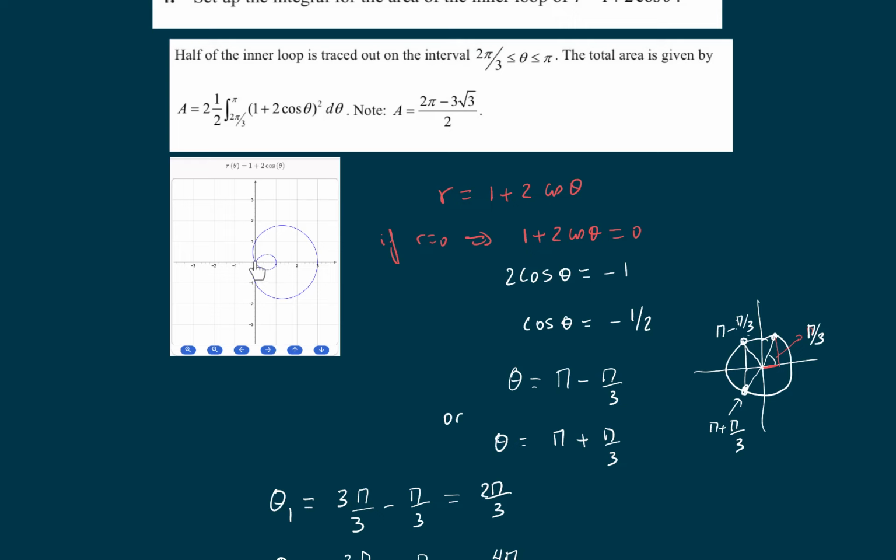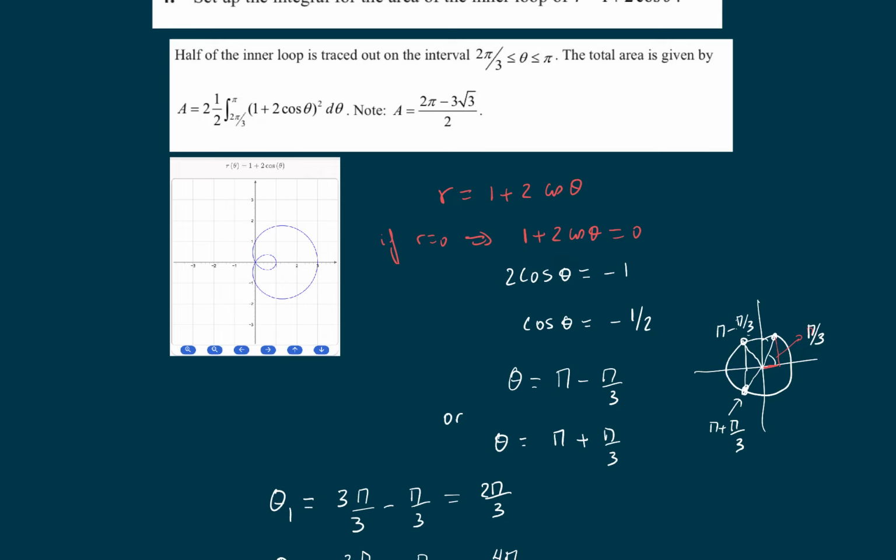When you stop at this point, you are stopping at the point r equals 0. When r equals 0, theta takes some values. So the inner loop is made from the points when r equals 0. So I need to find the limits of integration. This is the difficult thing here. So the area is 1/2 r squared d theta. So how will I do it?